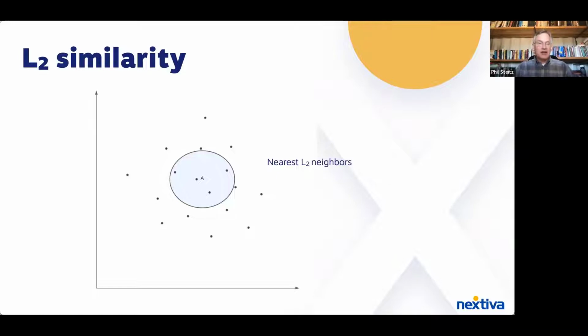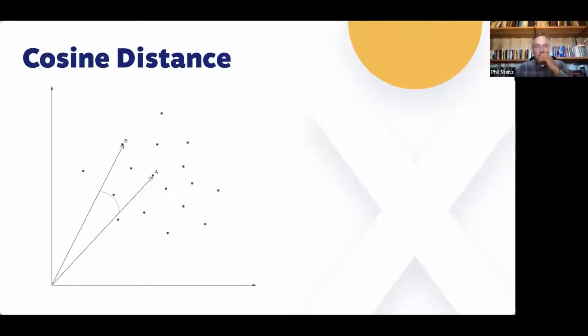It also generalizes to higher dimensions easily. In 3 dimensions, it's easy to visualize, because that little disk becomes a ball, or a sphere in 3 dimensions. Higher dimensions, you just have to use your imagination. This is not, however, the only way that you can define distance between points or similarity.